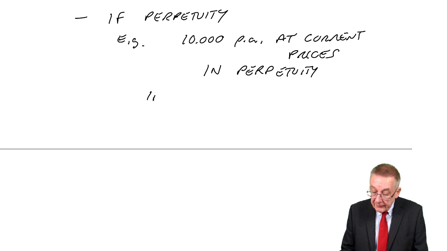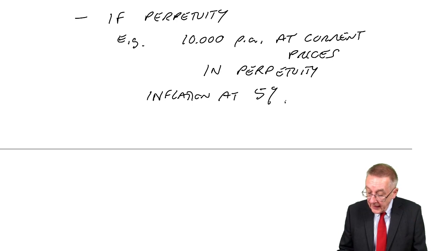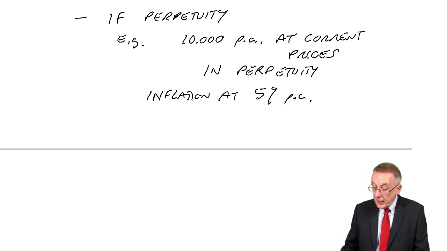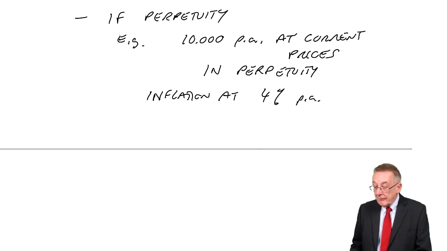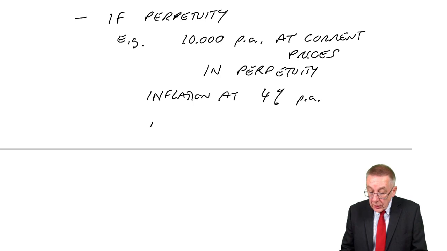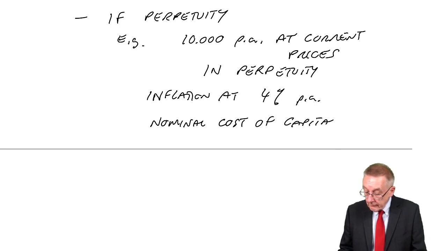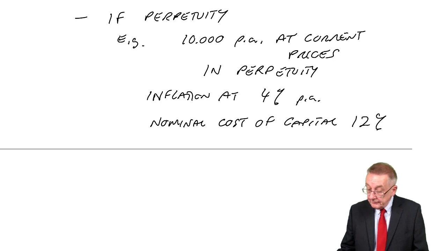Suppose I told you there's inflation at 5% per annum. Actually, I changed it, we had 5 last time, so that's a different rate. 4% per annum. And the actual or nominal cost of capital is 12%.